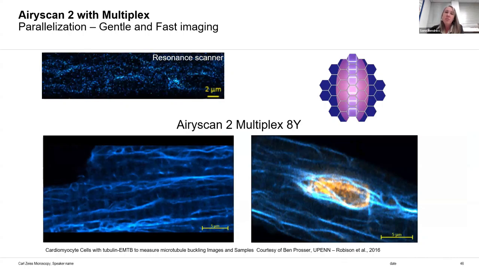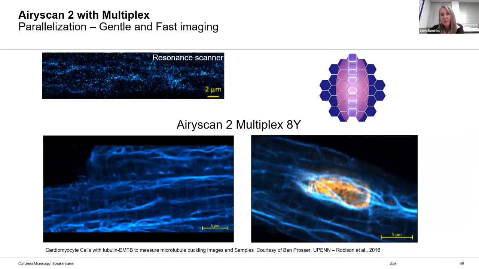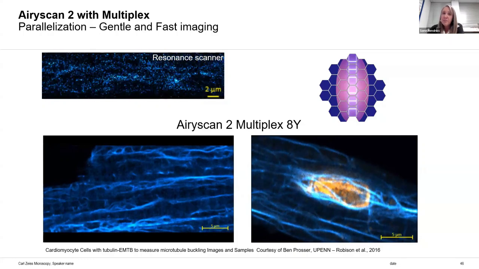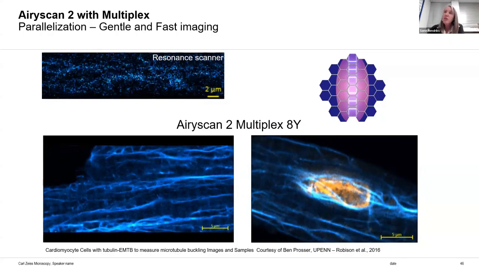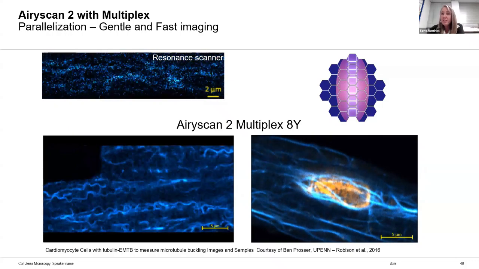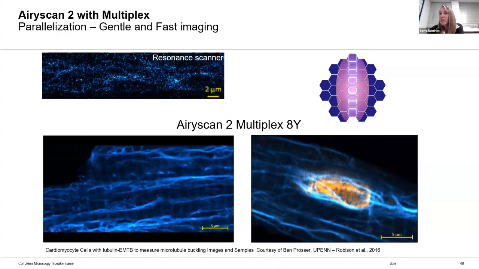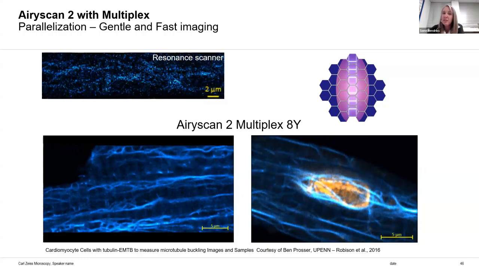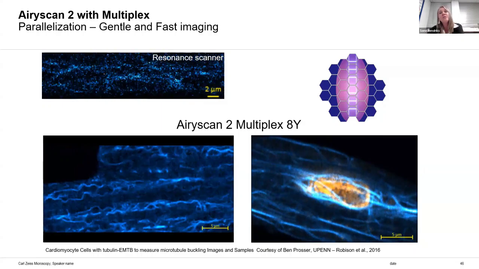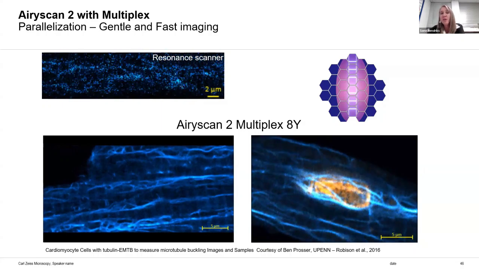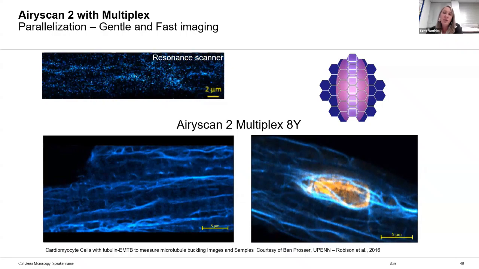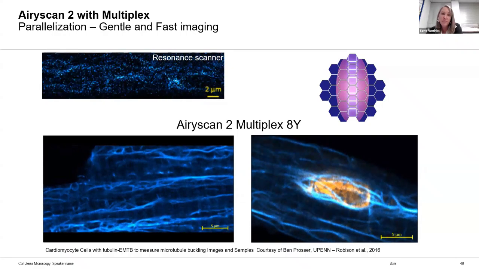So in this example, where you need very fast imaging, like microtubule buckling in cardiomyocytes, here we see on the top left an image acquired by a resonance scanner. Even though the resonance scanner has the high speed, unfortunately, it doesn't give us the resolution to see the structures. Whereas the combination of multiplexing allows the researchers to get super resolution over a larger field of the sample and enables viewing of multiple labels.